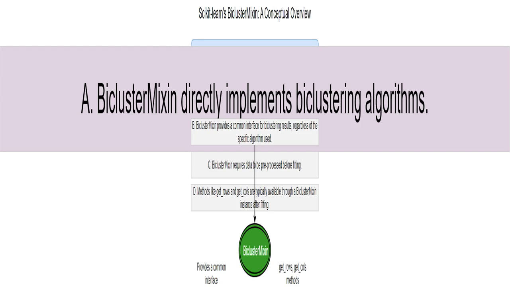BiclusterMixin doesn't perform the actual biclustering. Instead, it serves as a standard structure, a common interface, for algorithms that do perform biclustering. Think of it like a template. Various biclustering algorithms are built upon it.